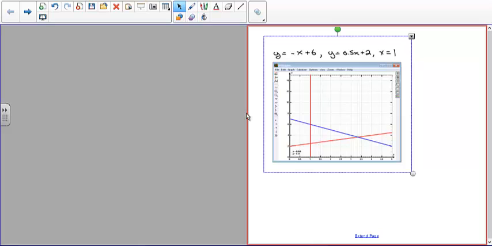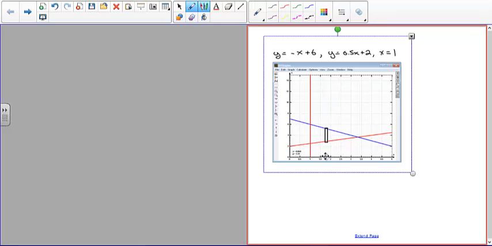Let's draw a vertical rectangle in there. So the blue curve, which is the blue curve? Which one of these equations? Yeah, it's negative because it has a negative slope. This one has a positive slope. This is x equals 1.